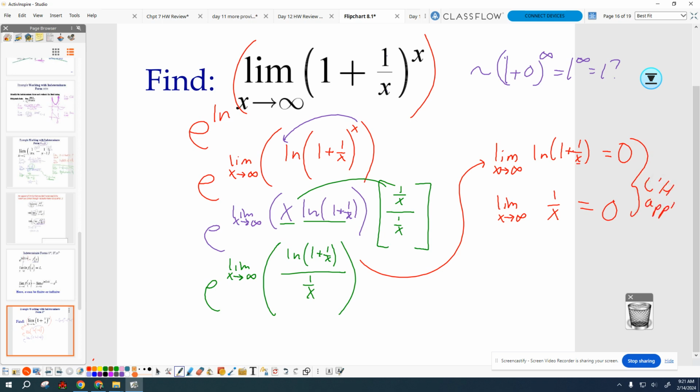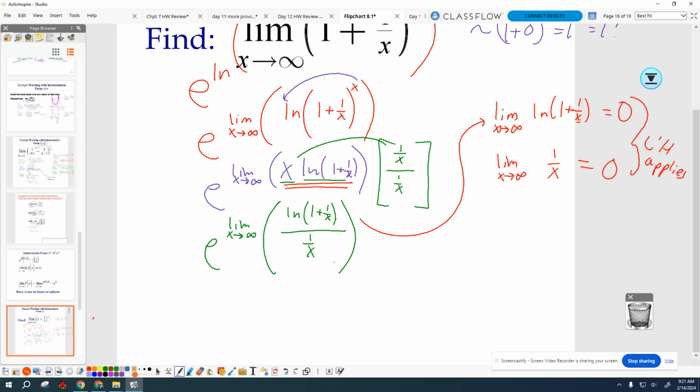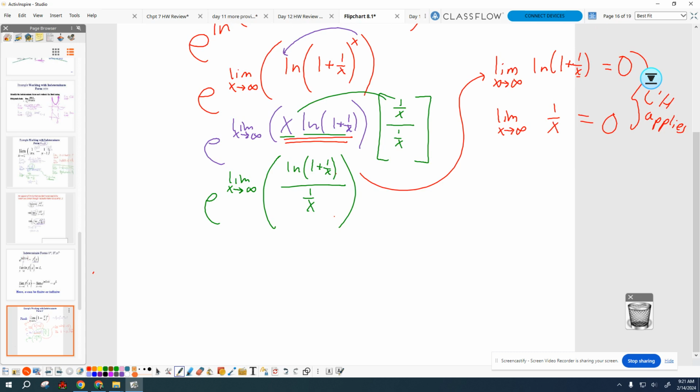Now L'Hopital's applies. It does not apply when we're in this form, but here when I have a fraction over a fraction, and those become one of a few special conditions, one of them being 0 over 0, L'Hopital's applies. So I will do L'Hopital's again here.